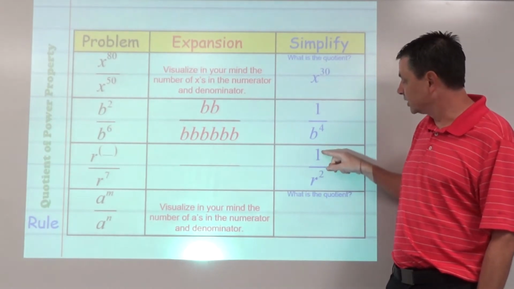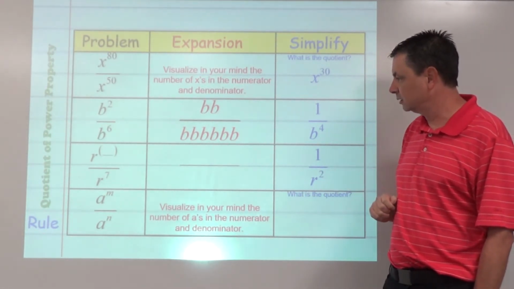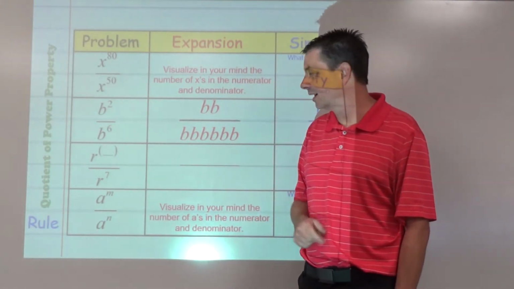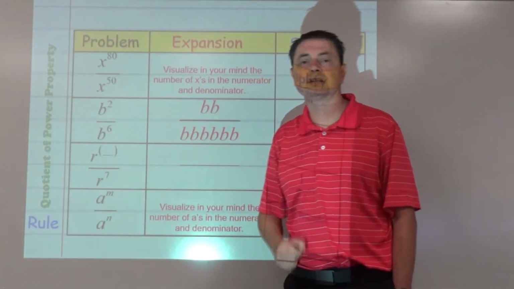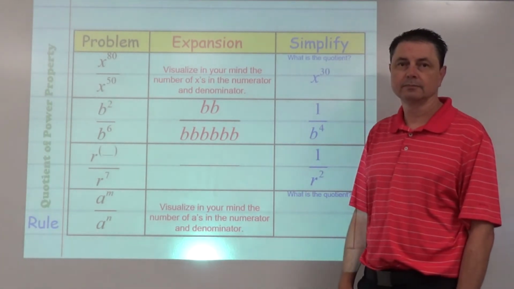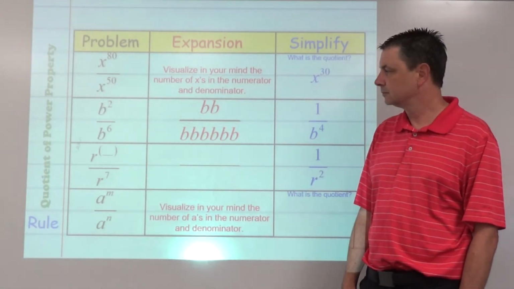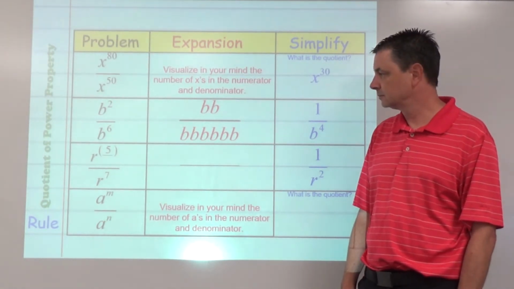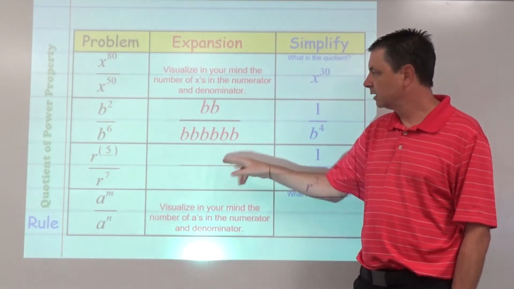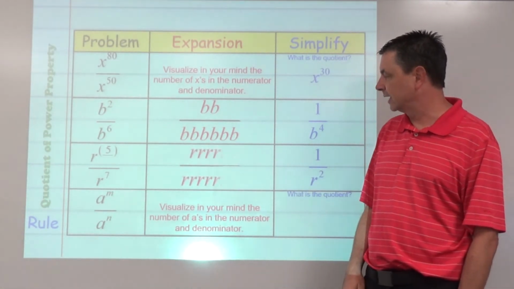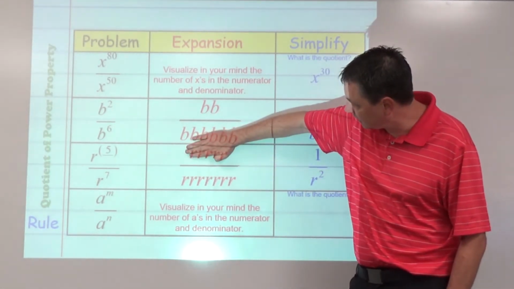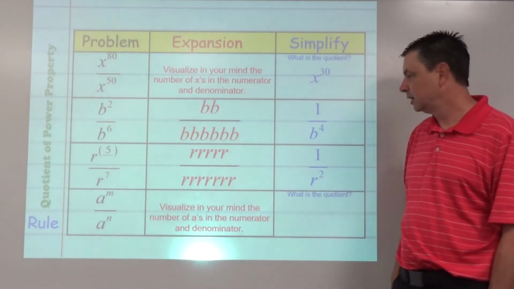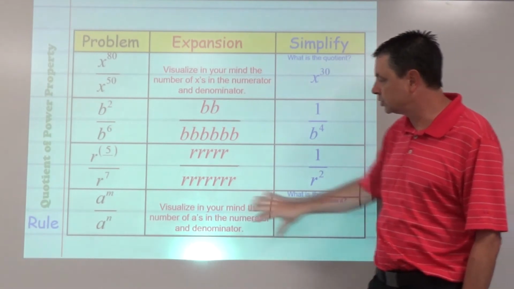If our answer was 1 over r squared, and we had 7 r's on the bottom being multiplied, how many r's would there be on the top being multiplied? There would be 5. Expansion would look like this, so that all 5 of these cancel with 5 of these, leaving 2 r's being multiplied on the bottom. So what's the quotient?